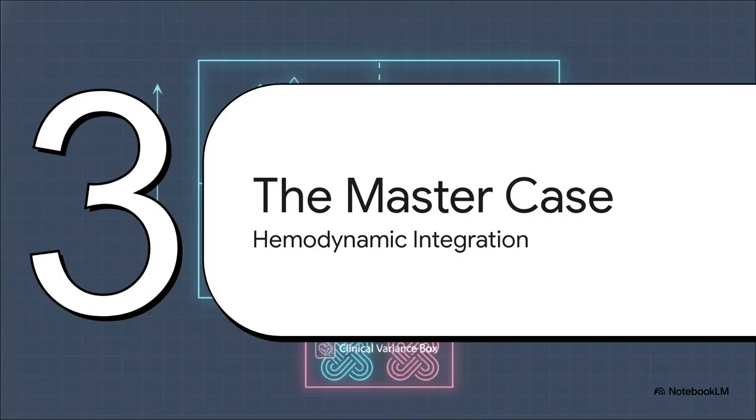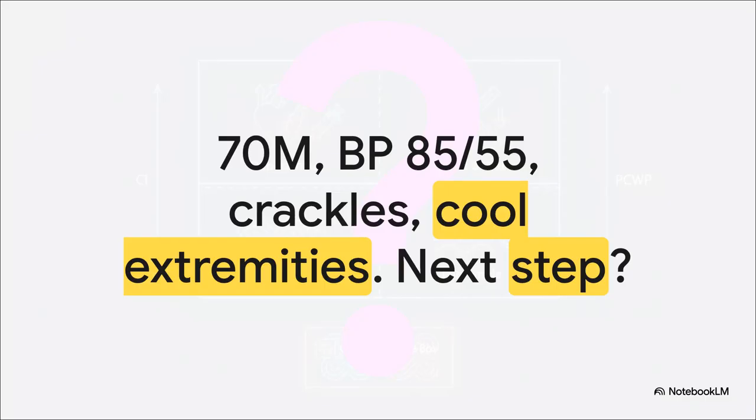All right, moving into the master case, testing deep hemodynamic integration. Okay, here is your patient profile blueprint. We have a 70-year-old male with a history of ischemic cardiomyopathy arriving in the ED. He is severely dyspneic and confused. On exam, you're seeing mottled cool extremities, a critically low blood pressure of exactly 85/55 millimeters of mercury, and bilateral pulmonary crackles.